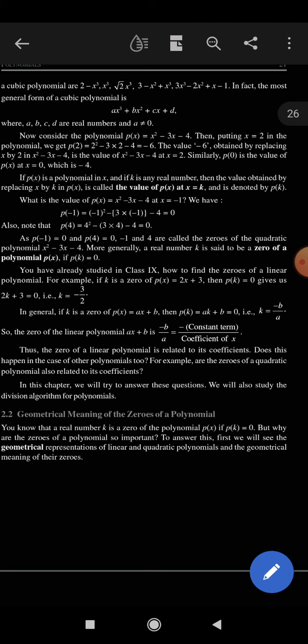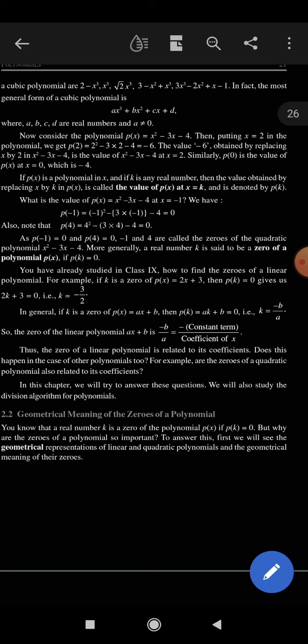Also note that p(4) = 4² − 3 × 4 − 4 = 0. So p(−1) = 0 and p(4) = 0. Sorry, here it is not under root, it is brackets. p(−1) = 0 and p(4) = 0. −1 and 4 are called the zeros of the quadratic polynomial x² − 3x − 4.